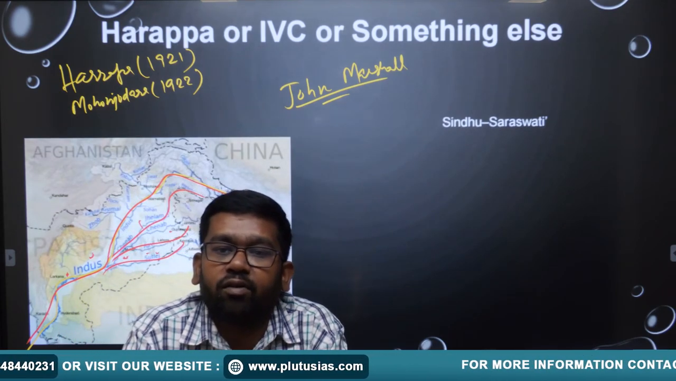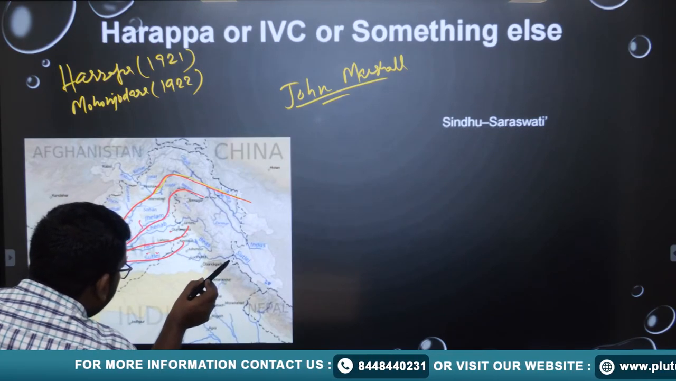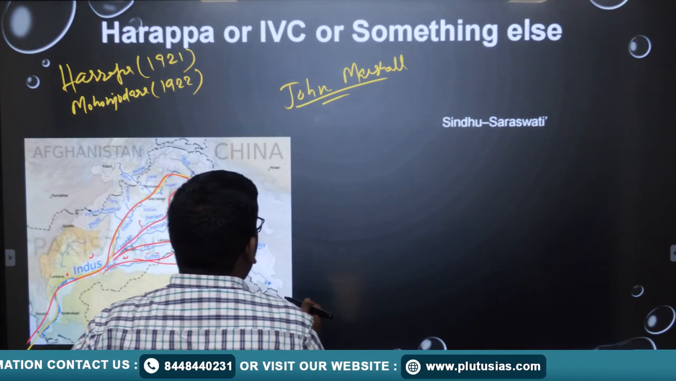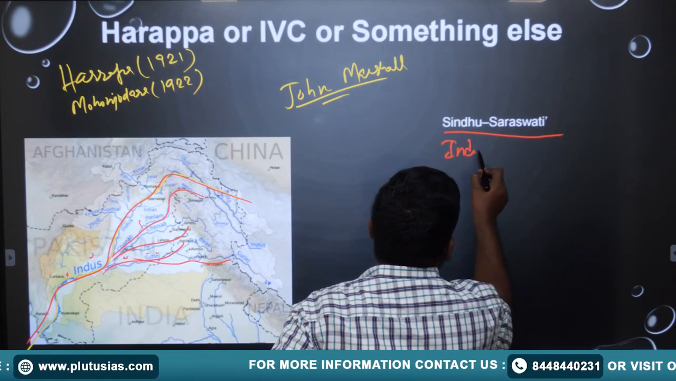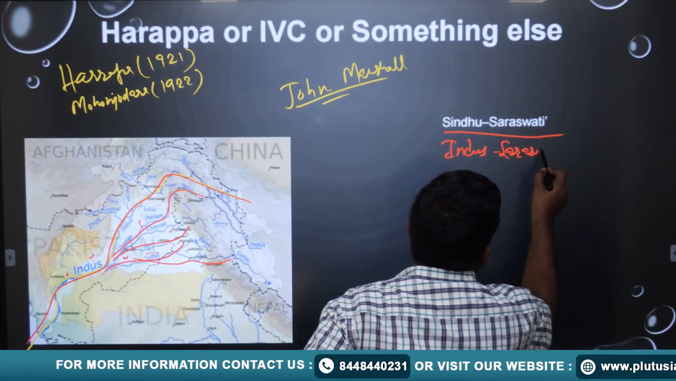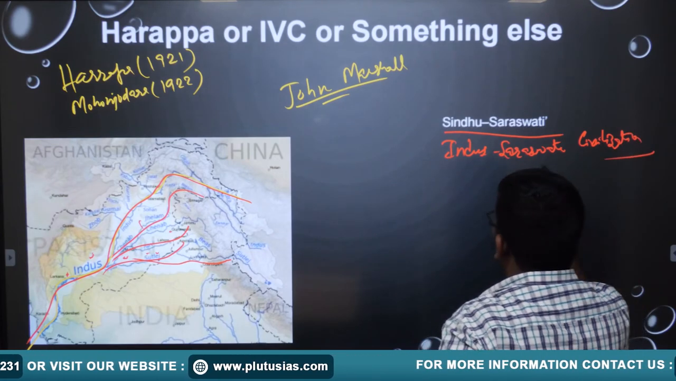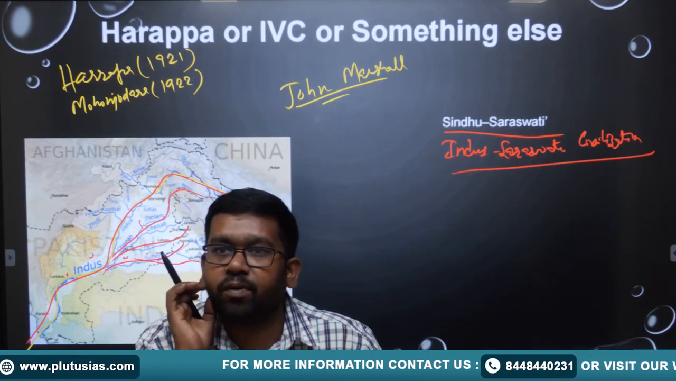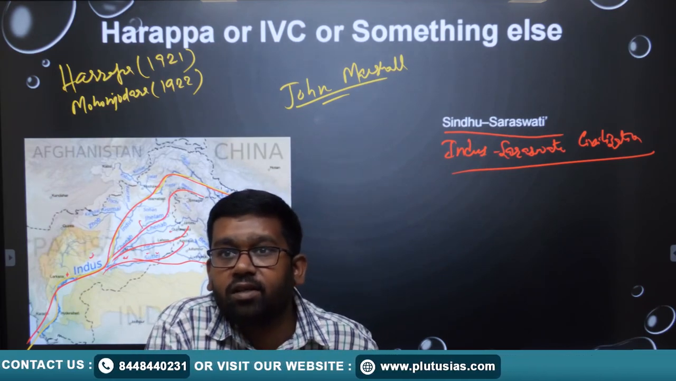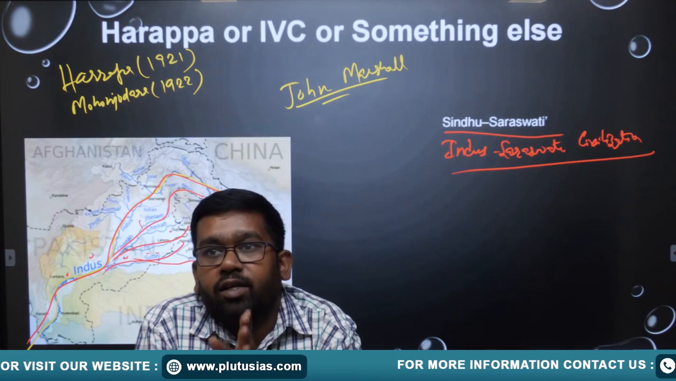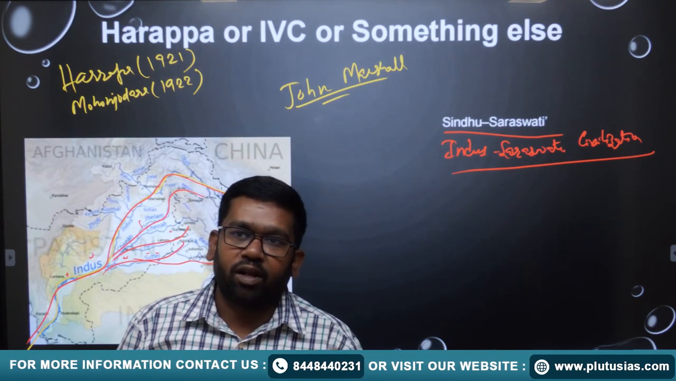Some of the sites are also found near the Saraswati River, which was going through these regions. So people decided that it should be called Sindhu Saraswati, which means Indus Saraswati Civilization. Saraswati River was also known by the name Bhadra Akhari. So this is the way the Harappan civilization was named, either as Harappan civilization, Indus Valley civilization, or Sindhu Saraswati civilization. But historians, in their writing, use all three terms to talk about the Indus Valley or Harappan civilization.